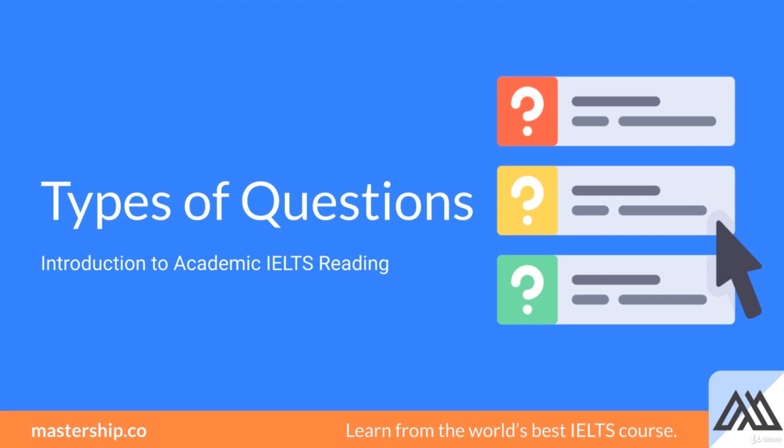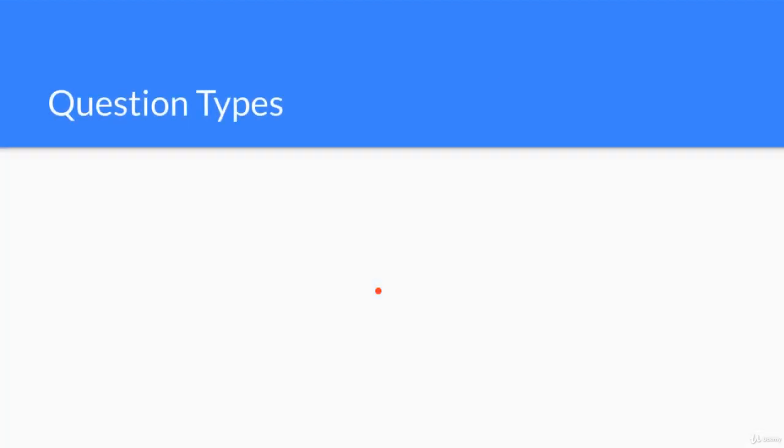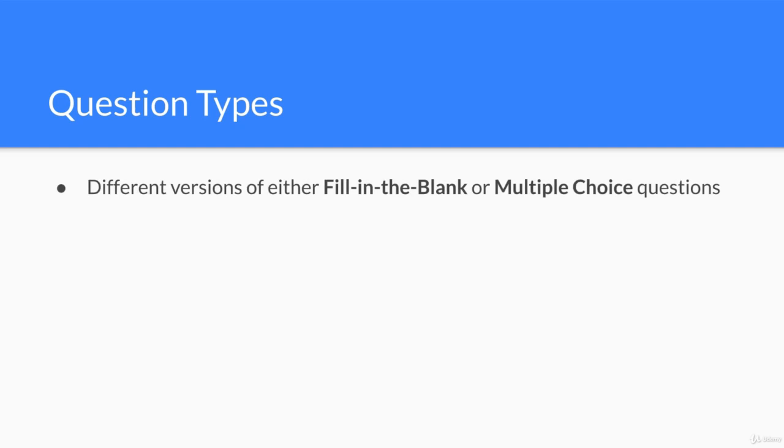Now let's look at the different types of questions that you can expect to see on the academic IELTS reading. So I've already mentioned before that all the different questions that you see on the reading test are going to be different variations of one of these two question types. So at their base, at the very root of it, all questions are going to be either a variation of a fill in the blank question or a variation of the multiple choice question.